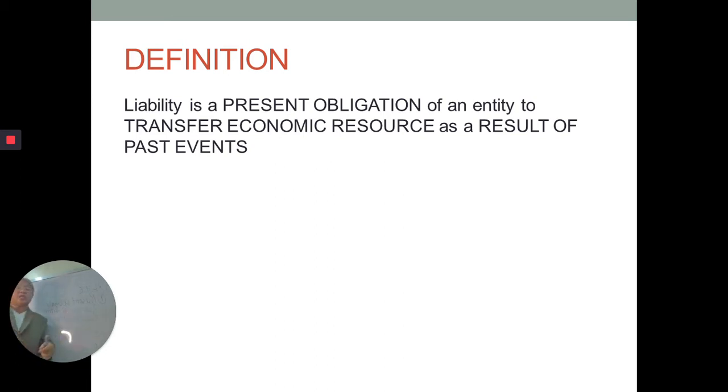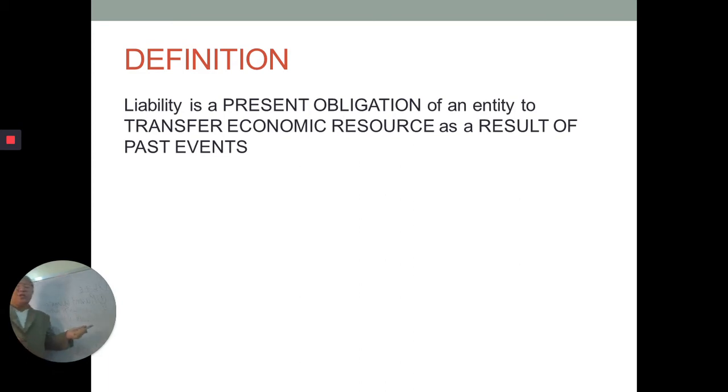Number one is that it is a present obligation of an entity to transfer economic resources. Economic resources like what? Like cash, for example. So if you purchase something which you haven't paid for, then there's an obligation for you to transfer cash to your supplier in order to settle the liability.